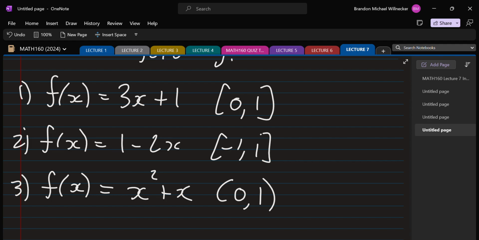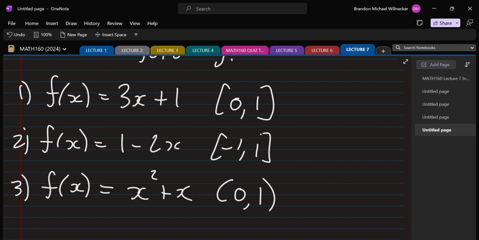So we have f of x, 3x plus 1, again a straight line. There's the domain. Okay, the target is missing, but that's up to you to find. f of x equals 1 minus 2x, another straight line. There's the domain, the target's missing, that's for you to fill in. And lastly, f of x equals x squared plus x. There's the domain, the target is missing. Please find f inverse for all of those.